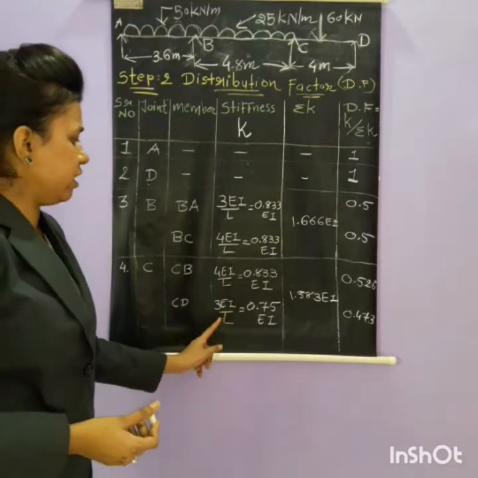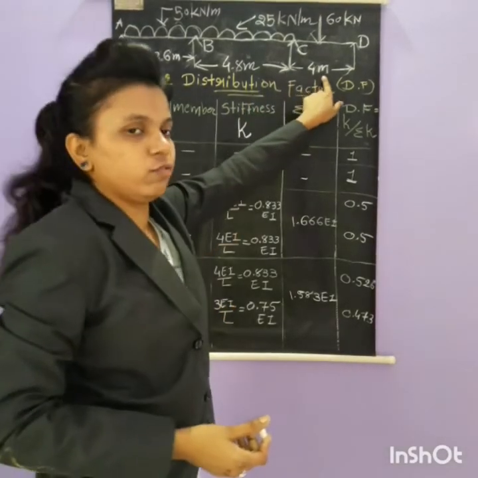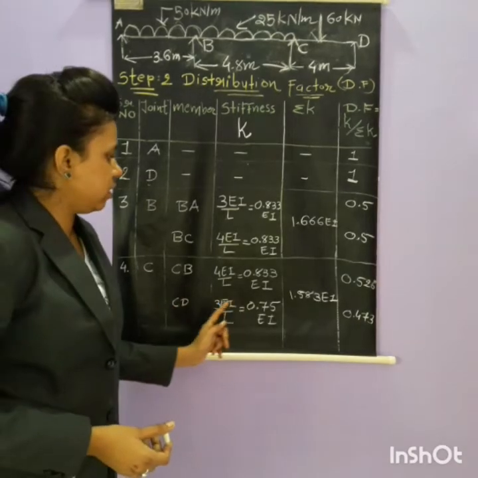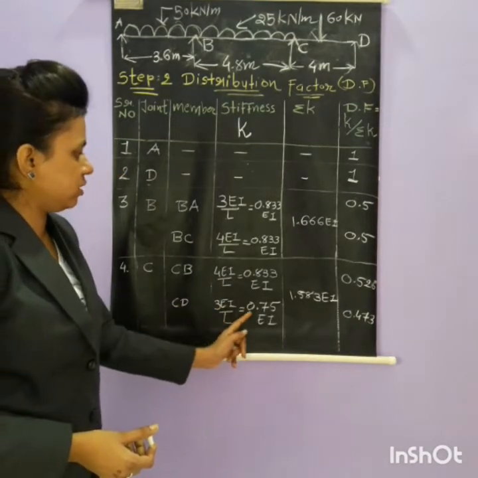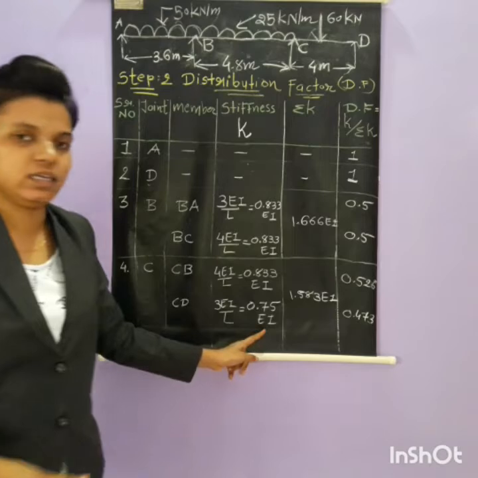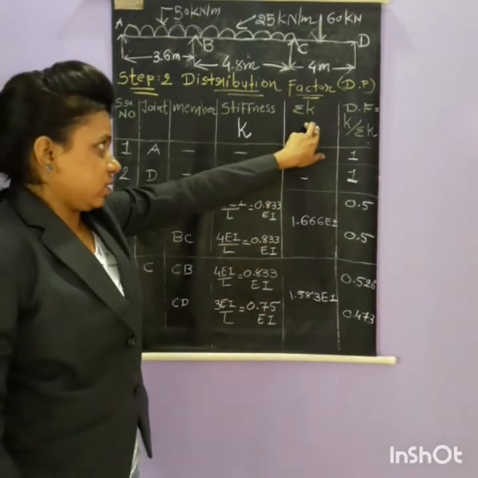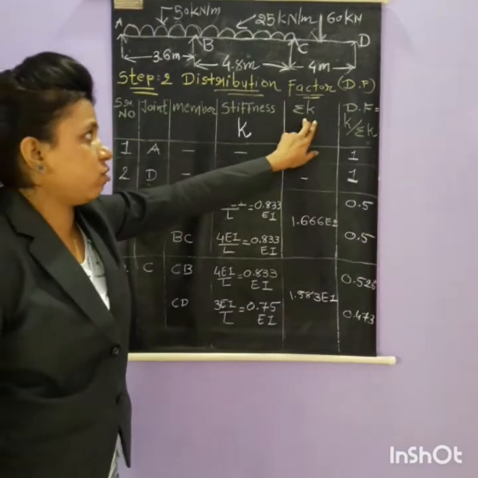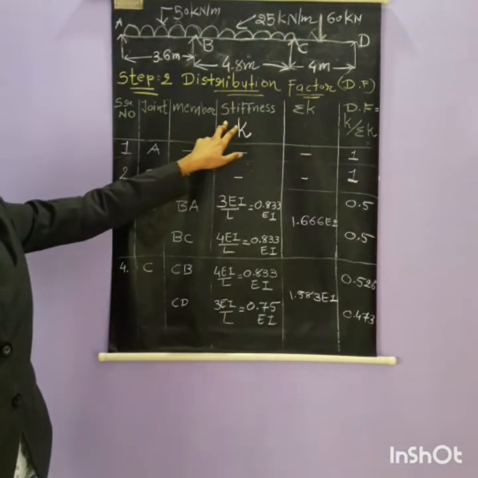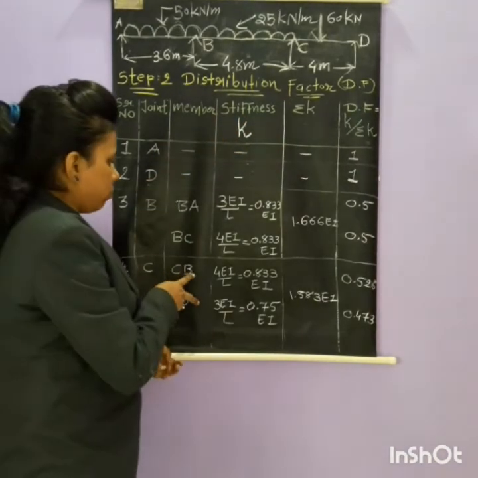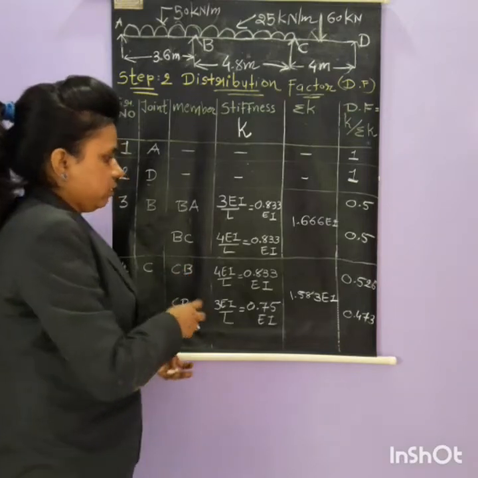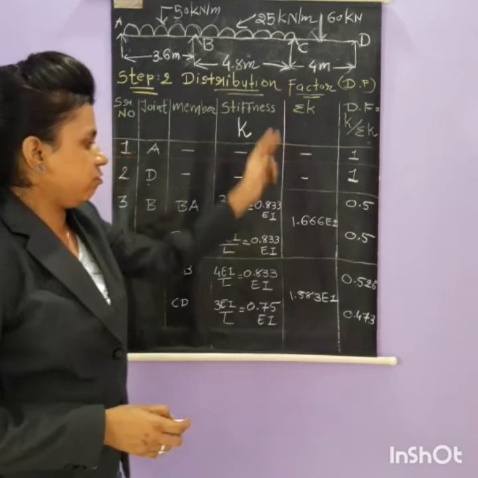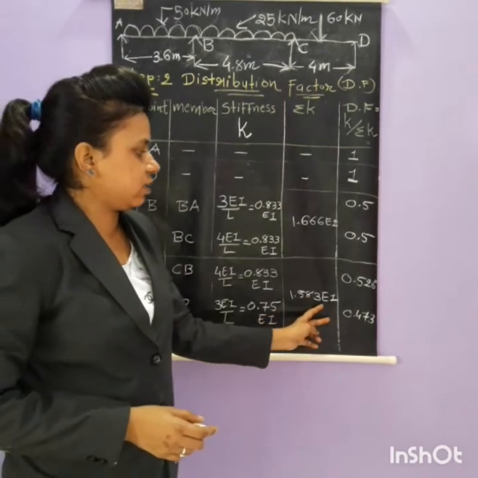Same thing for the case CD. 3EI divided by L. L is equal to 4 meter for the CD span. Then the answer is 3 divided by 4 EI, which is 0.75 EI. Next is summation of K, means summation of stiffness. Two members are here, CB and CD. The summation of stiffness will be 1.583 EI.